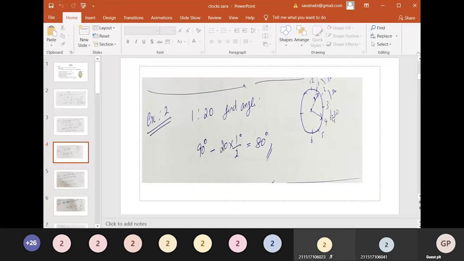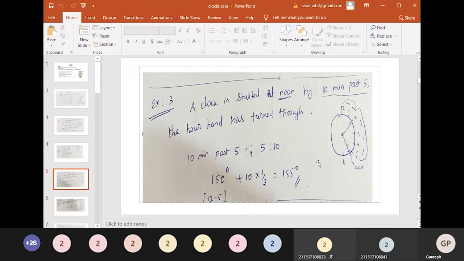90 degree angle. Okay. So 90 degree minus, we have to subtract this 20 minutes moved by the hour hand. So 20 into half, which is nothing but 10 degree. Total 90 degree minus this 10 degree is equal to 80 degree. So this is the method of the first problem. And you could see the next one.